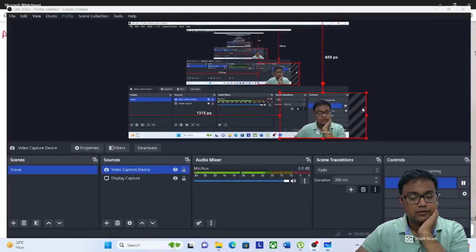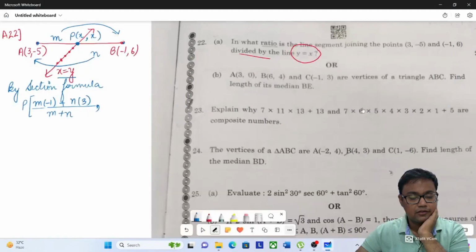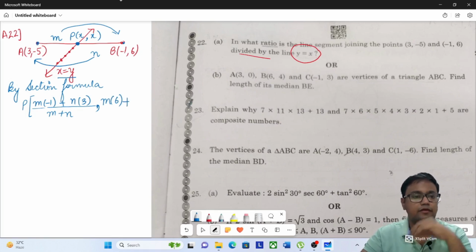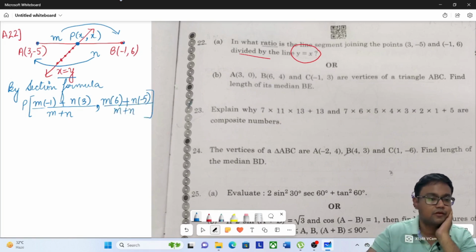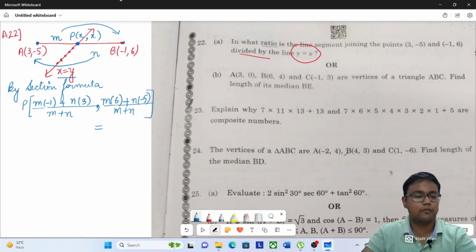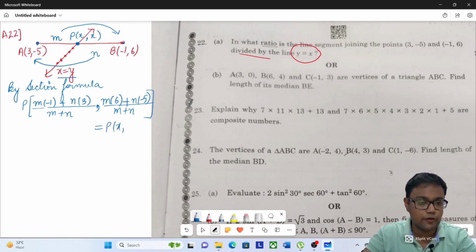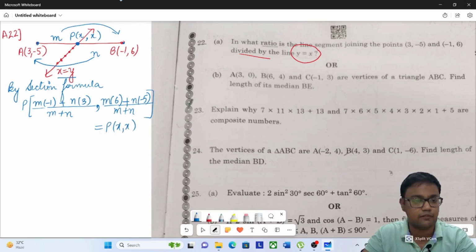Therefore, we will write m by 2, that is m into 6 plus n into minus 5 upon m plus n. And in fact, this expression will be equal to the coordinates of the point of intersection of the line with the line segment, which I have mentioned above.